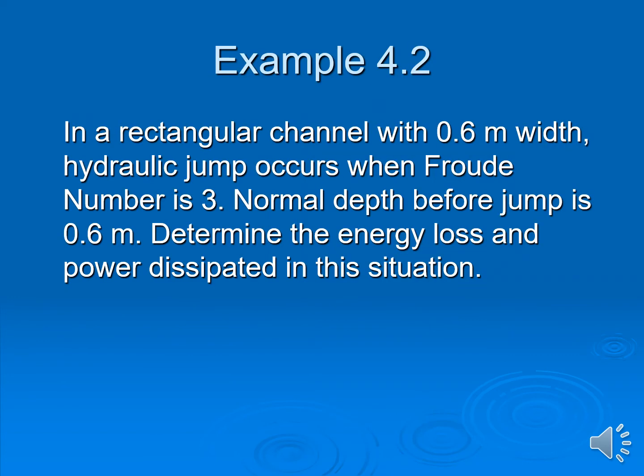Okay, let's look at the next example, which is example 4.2. In a rectangular channel with 0.6 meter width, a hydraulic jump occurs when the Froude number is 3. The normal depth before the jump is 0.6 meters. The question asks you to determine the energy loss, delta E, and the power dissipated, P, in this situation.